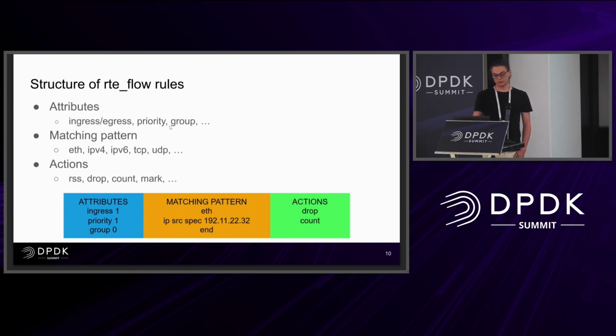There's the matching pattern part, which specifies what flows to match. You can specify different protocols, also some of their specification. For example, you can see we can specify some IP address. And there is the actions part. We can utilize different actions. For example, RSS, drop, count. There's many more. Those are the main ones we are utilizing.